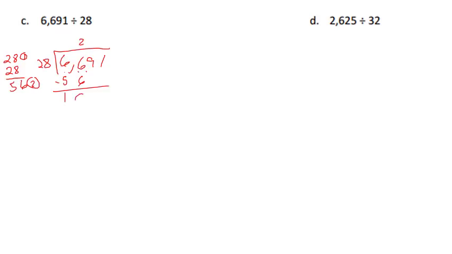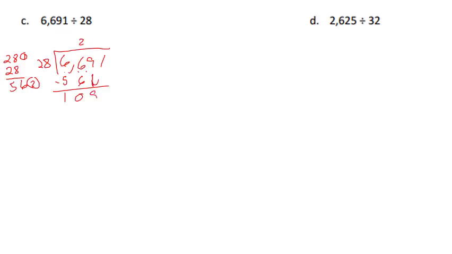On C, let's go ahead and write out our problem. 6,691 divided by 28. Over on the side, we have 28 and 28, which is going to give us 56. I can see I'm going to the first two digits, so this is the first multiple and this is the second multiple. 56 is only going to go in 2 times, and it's going to give us a remainder of 10.